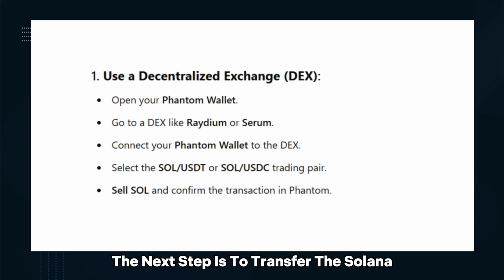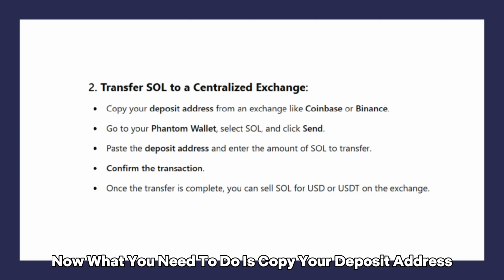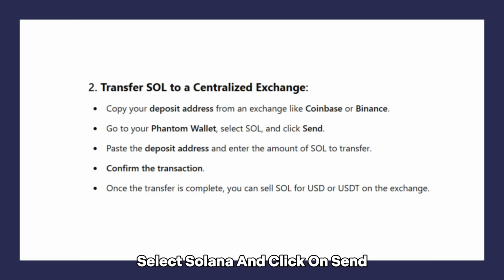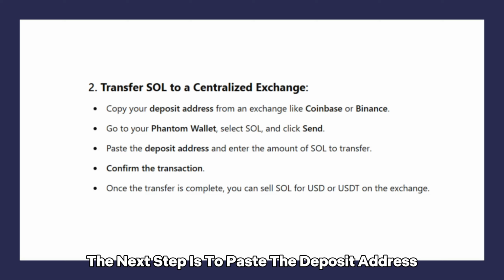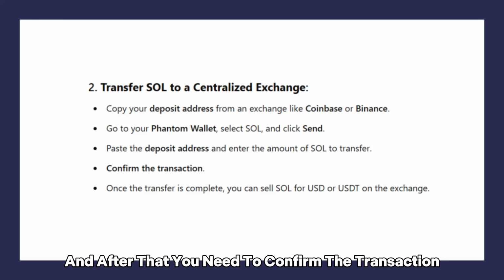The next step is to transfer the Solana to a centralized exchange. Now what you need to do is copy your deposit address. And after that, go to your Phantom wallet. Select Solana and click on send. The next step is to paste the deposit address and enter the amount of Solana that you want to transfer. And after that, you need to confirm the transaction.